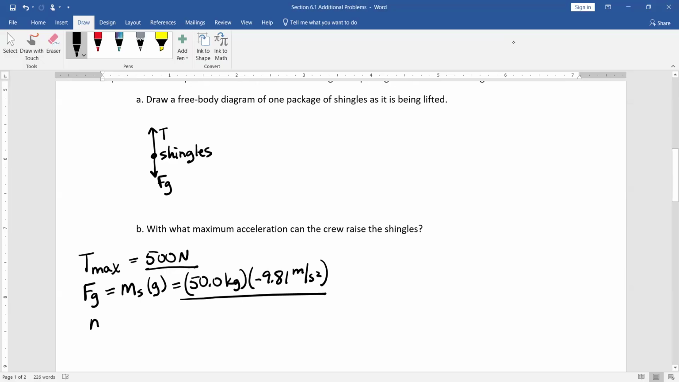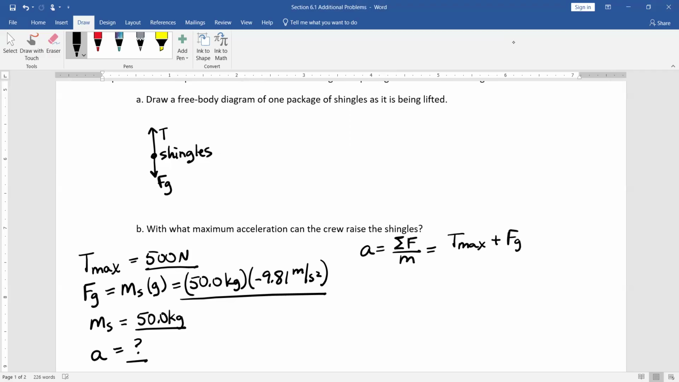And then we have the mass of the shingles, which is 50.0 kilograms. And then we need to know the acceleration. That's what we're being asked to find. So we use the acceleration equation. Acceleration equals the sum of the forces divided by the mass. In this case, our forces are the tension plus the force of gravity. And we put that over the mass. I'll use MS since I've already done that.